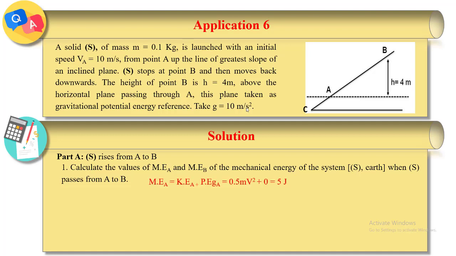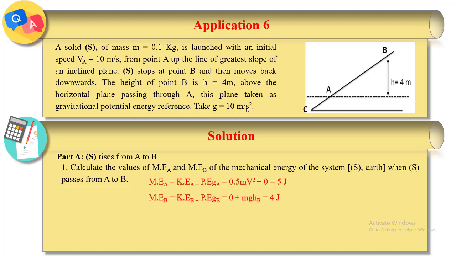The mechanical energy at point A is equal to the kinetic energy at point A and the gravitational potential energy at point A. But the gravitational potential energy at point A is equal to 0 since the height is equal to 0. So we have the kinetic energy is equal to 0.5 mv square. We substitute and we get 5 joule.